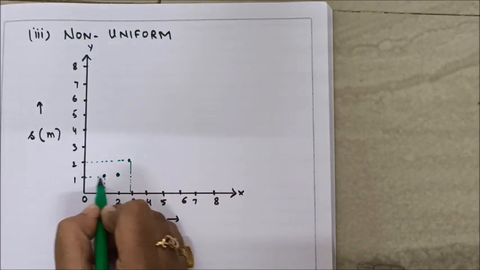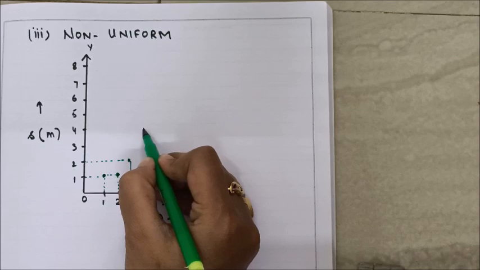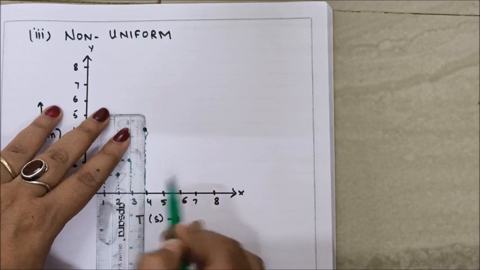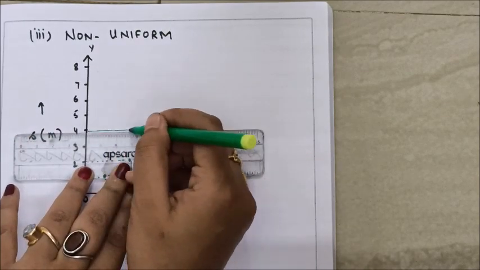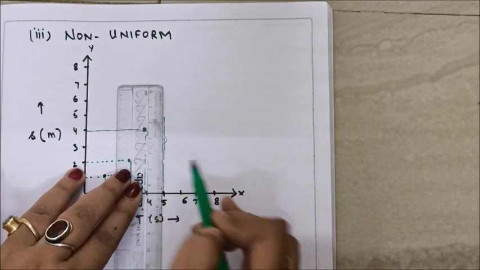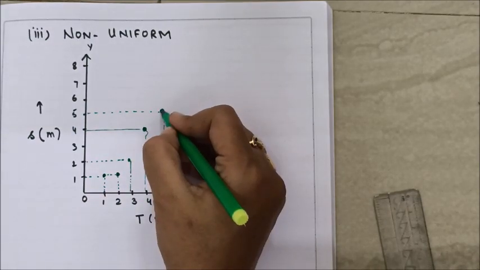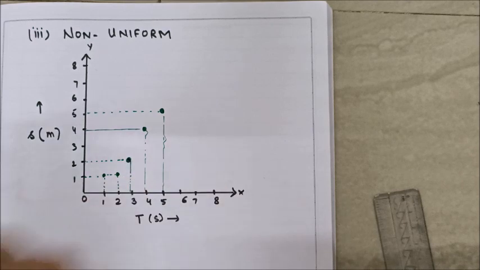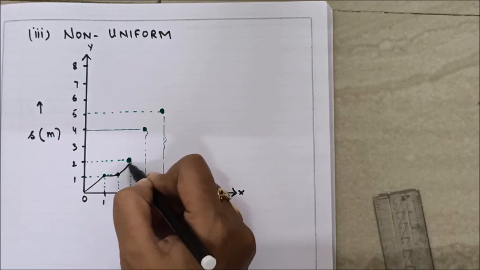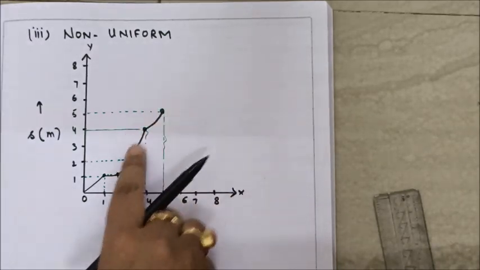Thereafter, my object moves. In the 4th second, it moves to 4 meters. So if we plot it with the scale, we get it like this. And in the 5th second, it is again covering 1 meter against the 5th second. So this is how my graph is going. If I plot my graph, I don't get a straight line, but I keep on getting different lines.